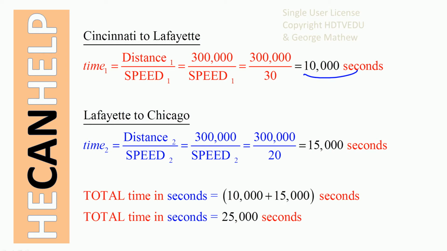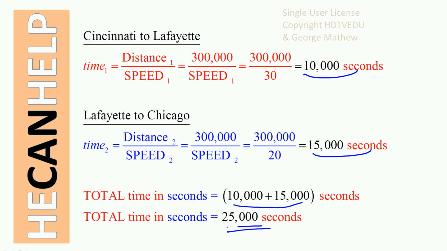How about Lafayette to Chicago? Distance divided by speed, 300,000 divided by 20, it is 15,000 seconds. So what is the total time? 10,000 plus 15,000, so we get 25,000 seconds. So we have the total time, 25,000 seconds.